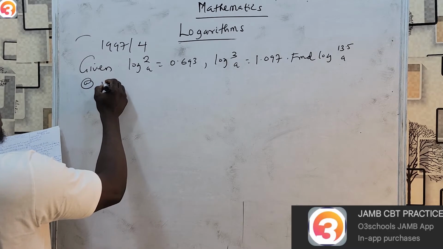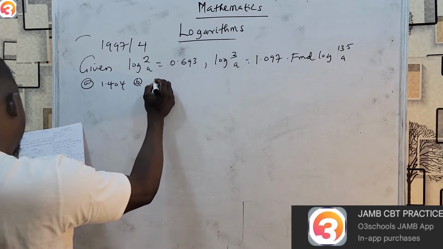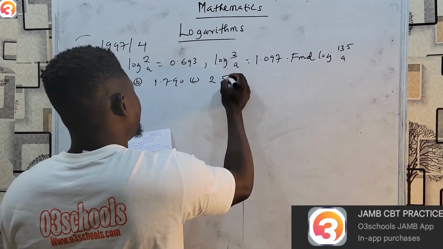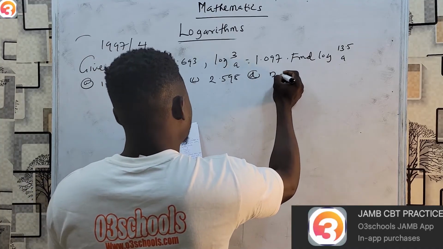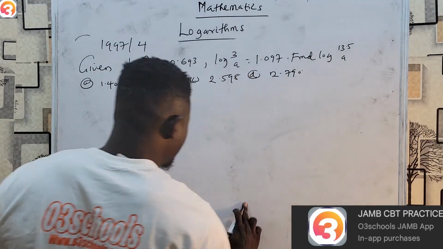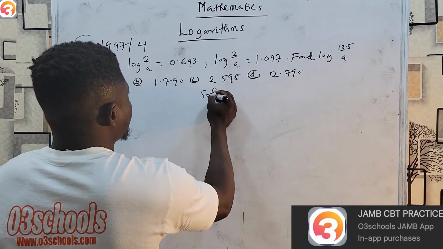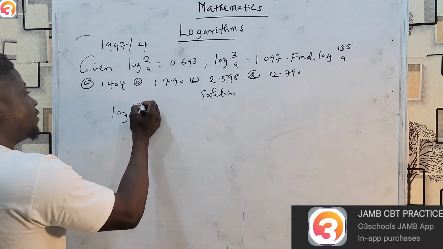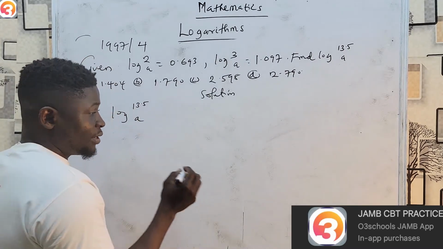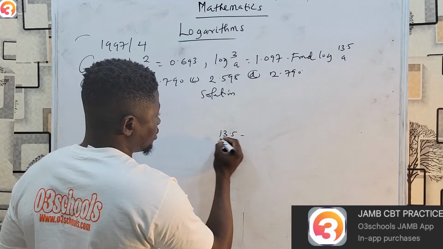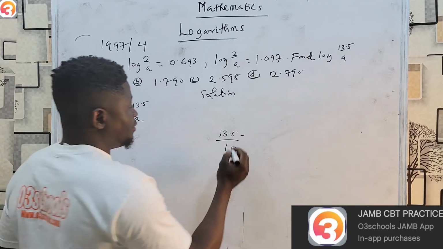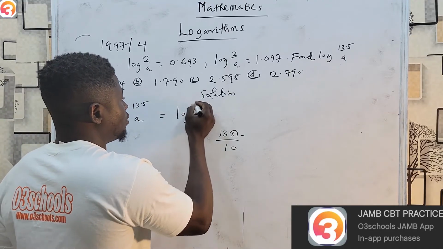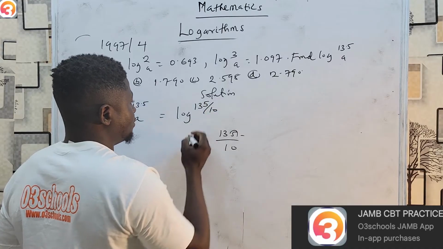A, it says 1.404, B is 1.790, C 2.598, D 2.790, right? So let's go. Solution. So of course we're given log 13.5 base a. So 13.5, first of all, is the same thing as what? 135 over 10 to move the decimal once. So I'm going to have logarithm of 135 over 10 base a.